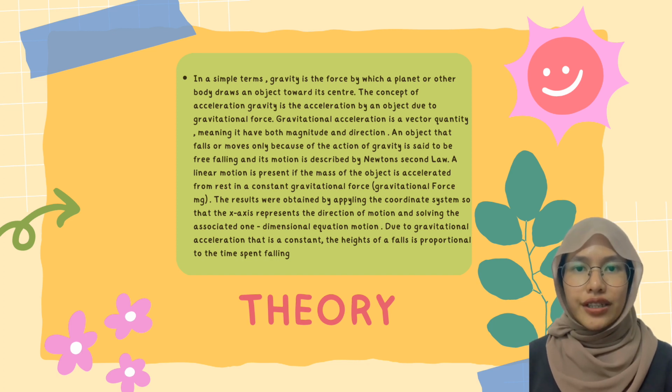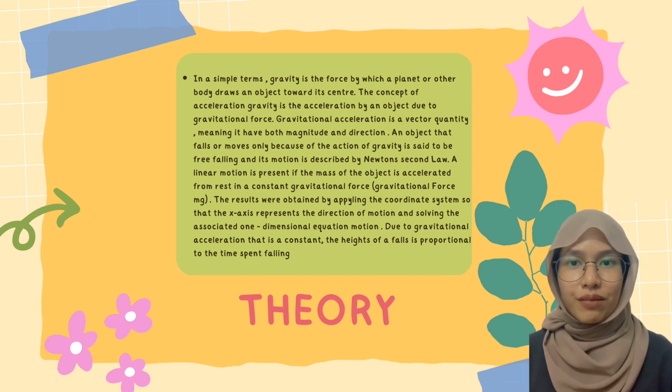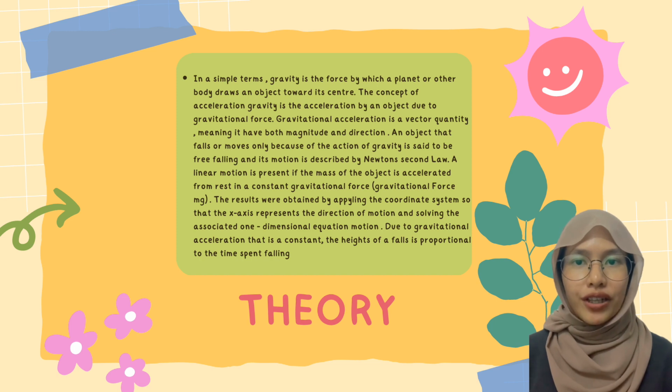A linear motion is present if the mass of the object is accelerated from rest in a constant gravitational force, which is mg. The result was obtained by applying a coordinate system so that the x-axis represents the direction of motion and solving the associated one-dimensional equation of motion. Due to gravitational acceleration being a constant, the height of a fall is proportional to the time spent falling.